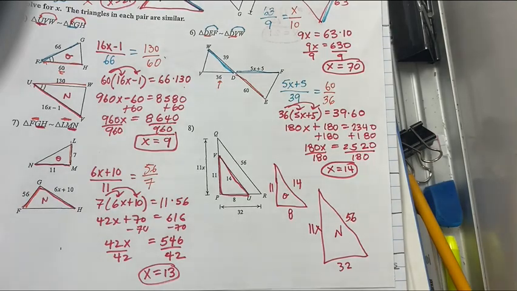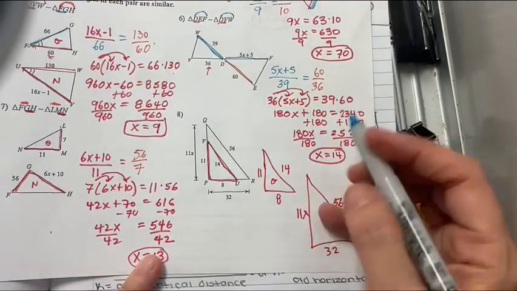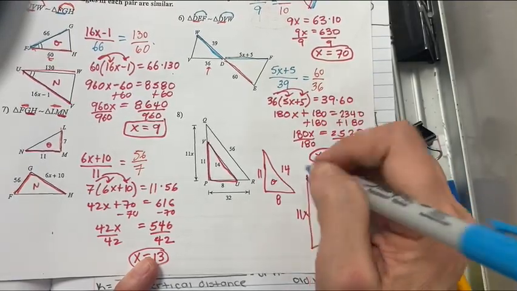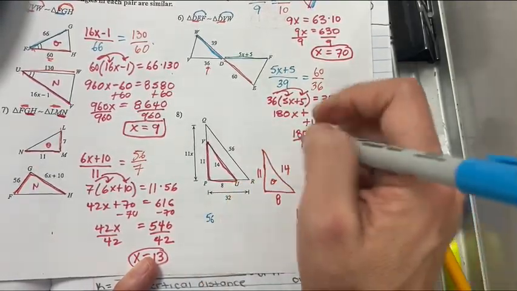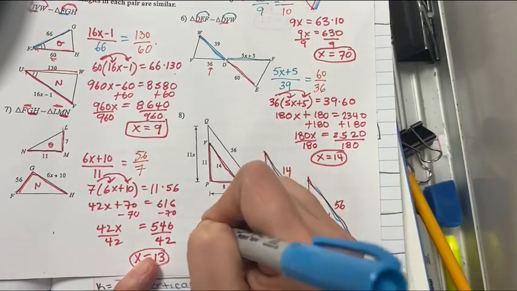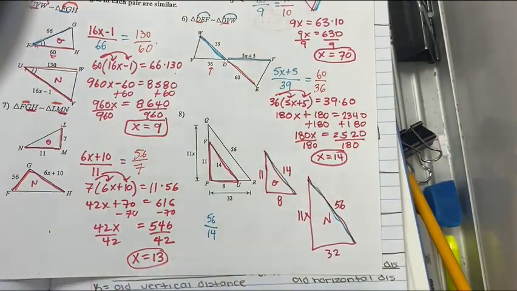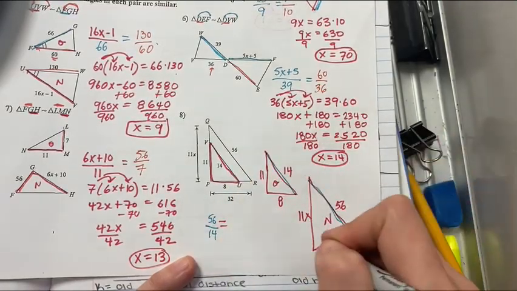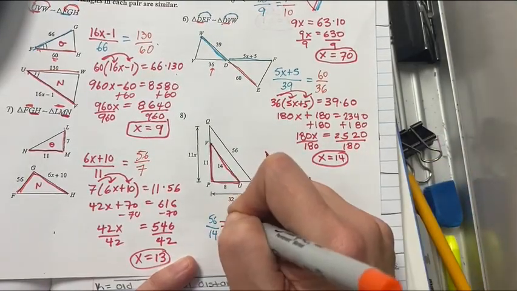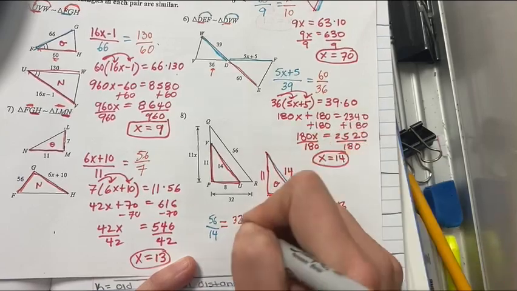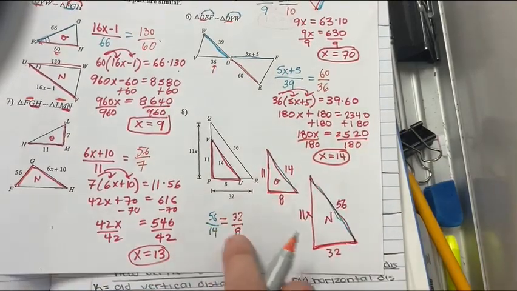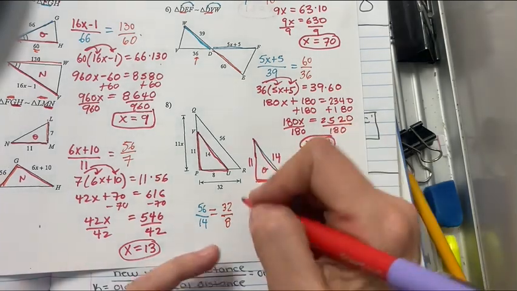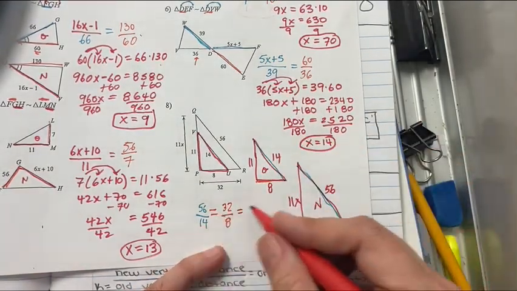All of these ratios should be equal to the same number. So it doesn't matter as long as you do corresponding. So the biggest number here, 56, new over old, should be equal to this other new side. The new side is 32. The corresponding old side would be 8, but that wouldn't help me solve for anything. But again, all these ratios should equal the same number.